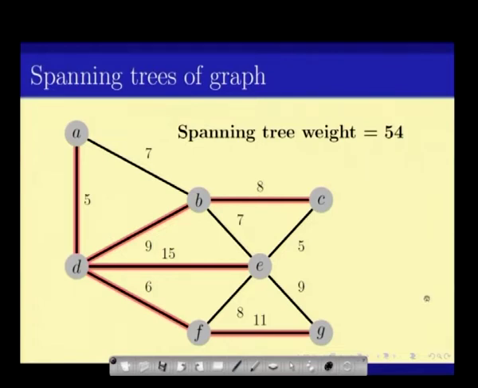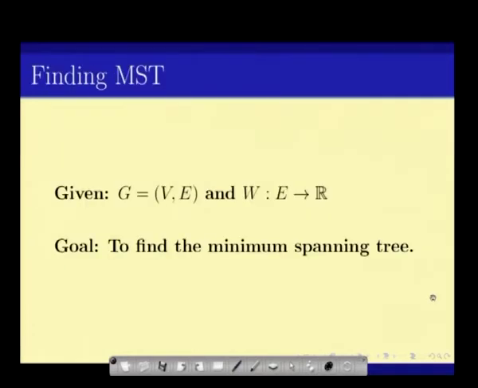We can also have another kind of tree which is like this, whose weight is 45, and then another one whose edges are these, whose weight is 39. Note that there can be many other spanning trees. So, the problem is: given a graph G and a weight function that puts weights on these edges, the weights can be negative or positive, and we want to find the minimum spanning tree.